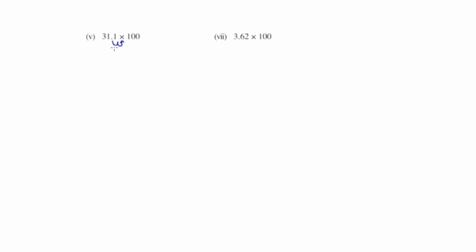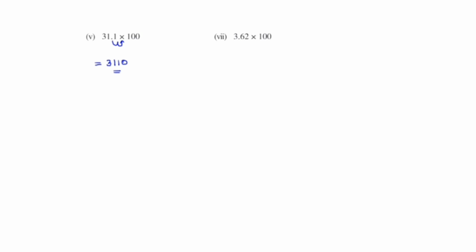Now if you see, there is no digit after 1, so we will simply put 0. So the answer will be 31, removing the decimal point, it will be 3110. Clear? So the thing is, if you are shifting the decimal and after the last digit you have no number, you can simply write 0 over there.